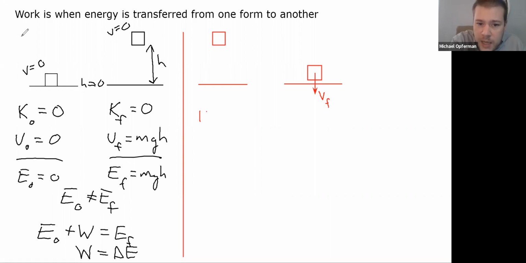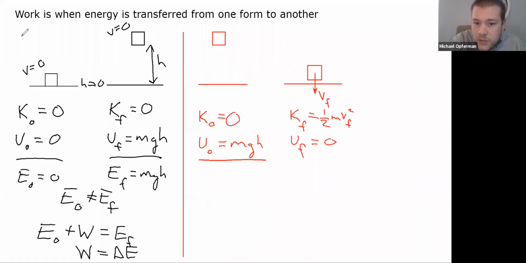So I have, in this case, the initial kinetic energy equals 0. The final kinetic energy is not 0. It's half mv squared. Remember, it's not negative half mv squared. Kinetic energy is positive. We'll have initial potential energy is mgh, and final potential energy equals 0. So we have here the initial energy is mgh. The final energy is half mv squared.